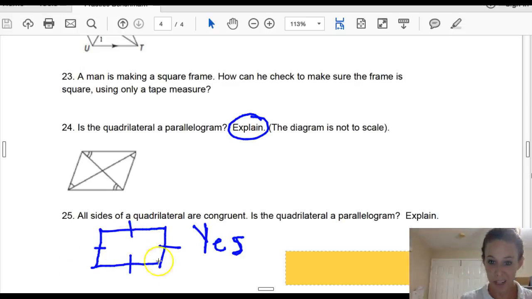More specifically, if they're all congruent, you have a rhombus. And if you can get the angles congruent, you can have a square. But you just need to answer that question and you're finished.